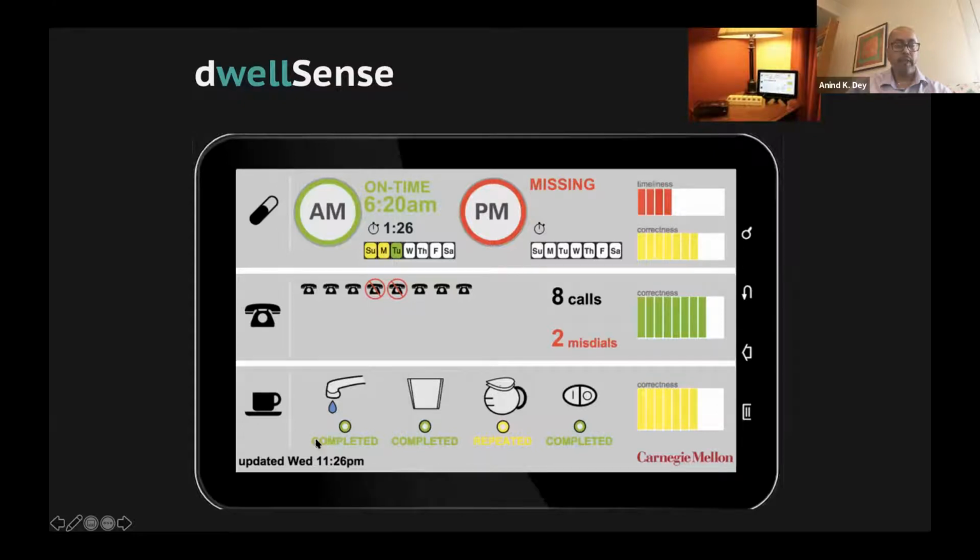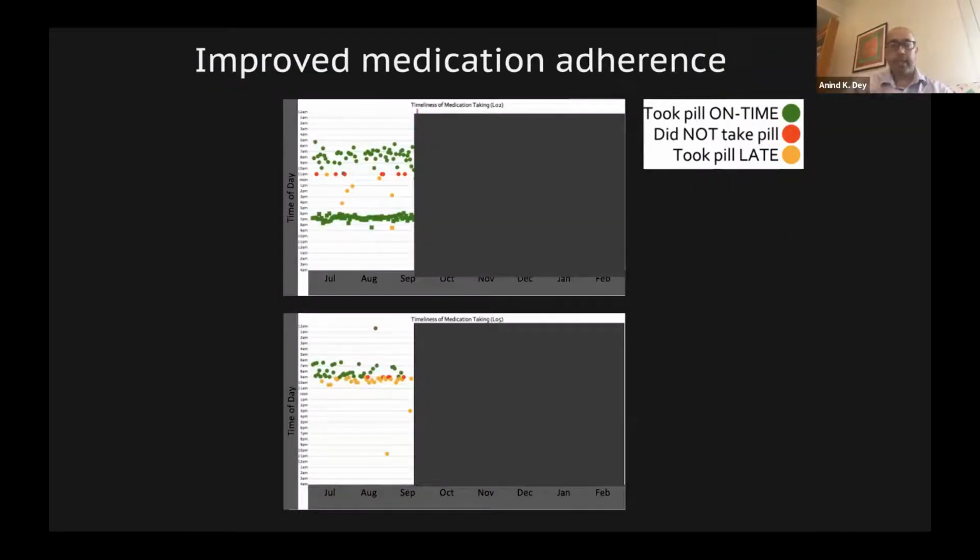And then for the coffee making task, it showed that they successfully completed the task, but they repeated one of the tasks twice. So it provides a little bit of feedback, again, not real-time feedback, but feedback about the previous day about how well you completed these different tasks. So what impact does this have?